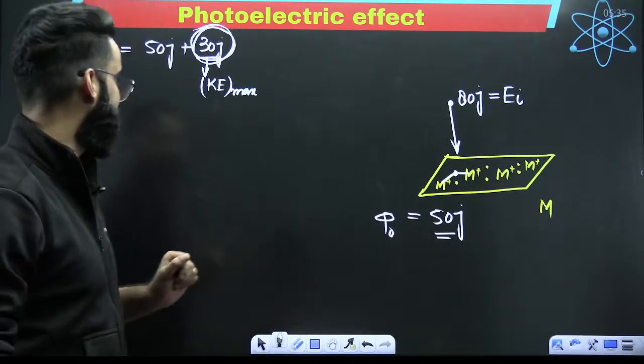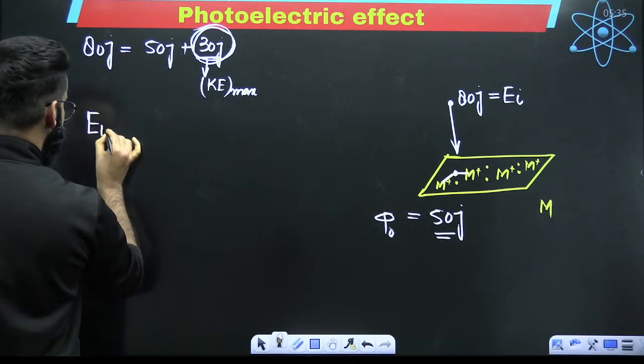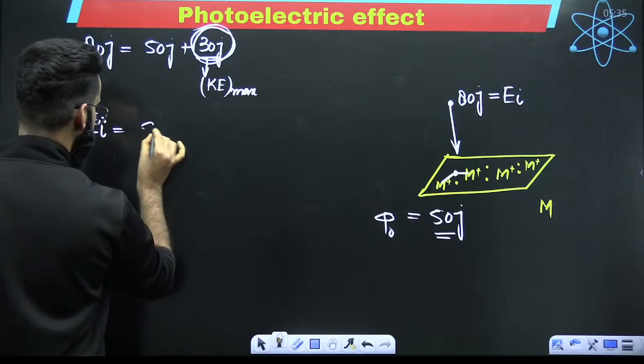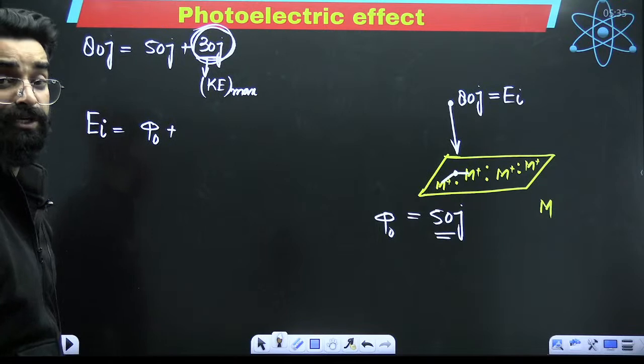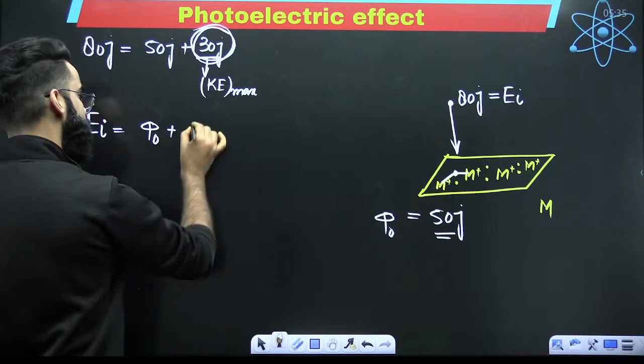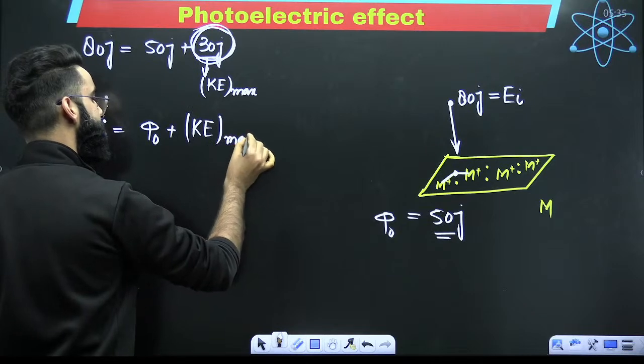So can I say something like this? What was this 80 joules? This was incident energy. What was this 50 joules? It was work function. What is this 30 joules? This 30 joules is imparted to the electron in the form of its kinetic energy. So this is your kinetic energy max of the electron.